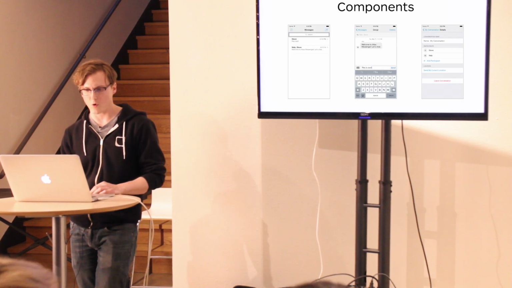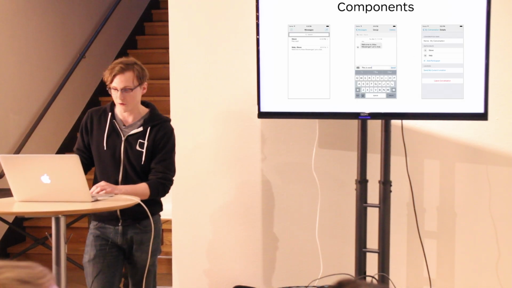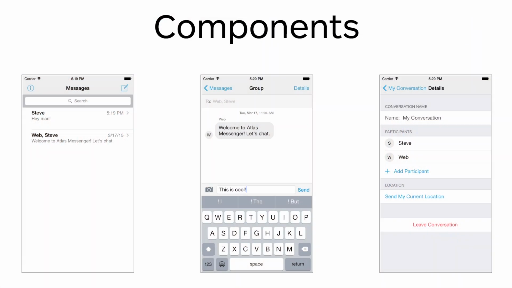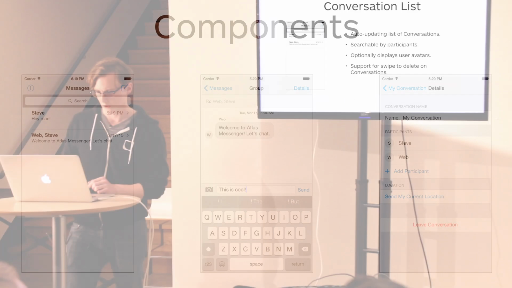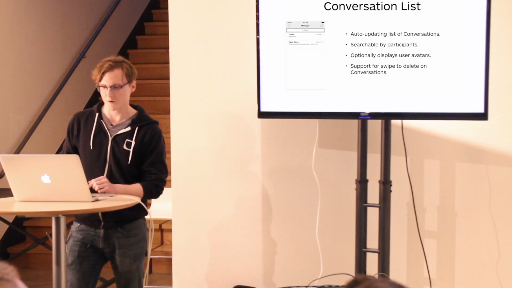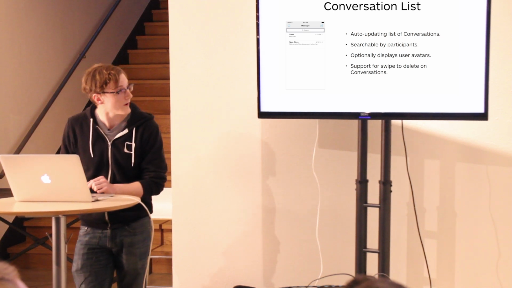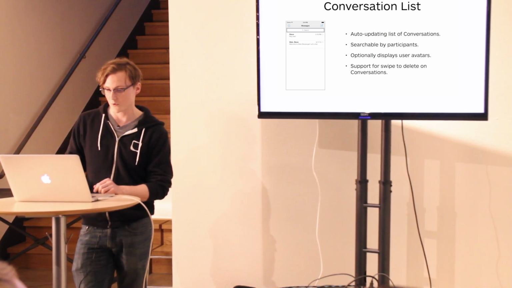Now I want to walk through the components that ship with Atlas. We'll take a look at several of the controller experiences and then discuss how Atlas supports content objects and UI customization. So this is a trio of screenshots that we'll walk through. The first component is the conversation list. This should look very familiar to anybody that's used iMessage before.